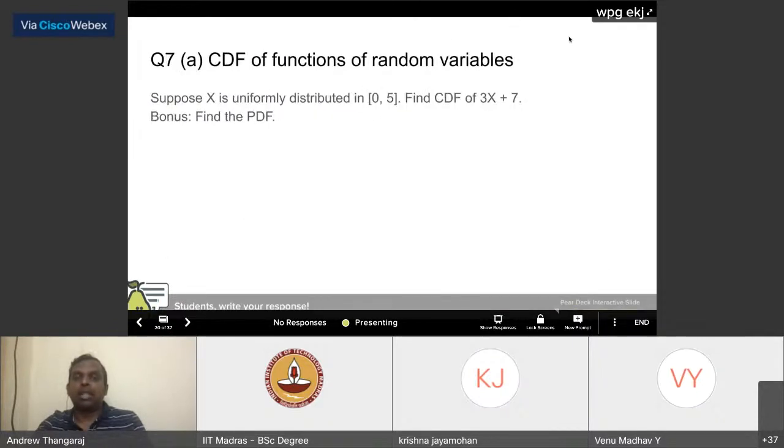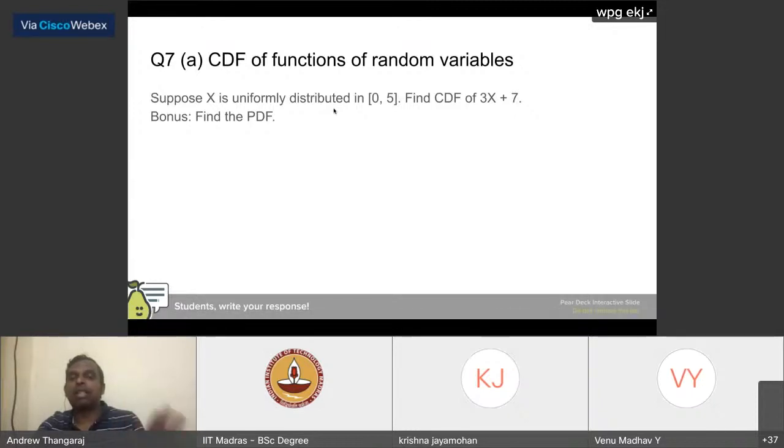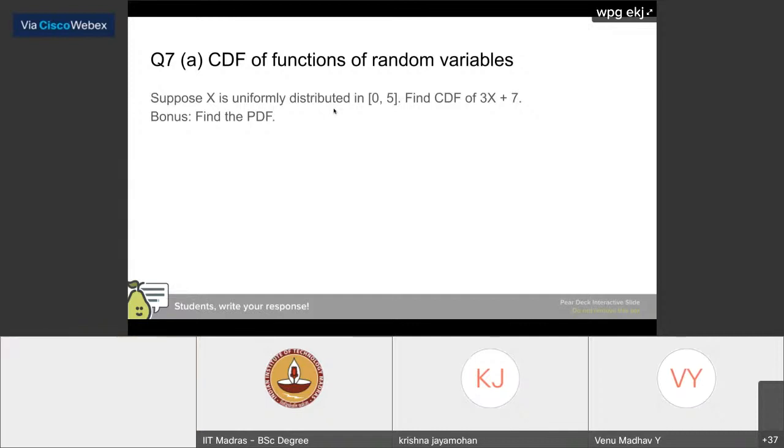So we're going to look at the CDF. The same type of functions, except now instead of giving you one value, say the probability that 3x plus 7 is greater than 19, I'm going to ask for the CDF. So now when I ask you for the CDF, you have to... most people forget.